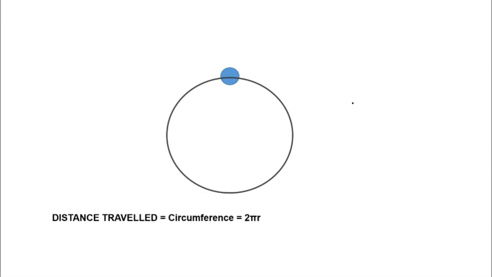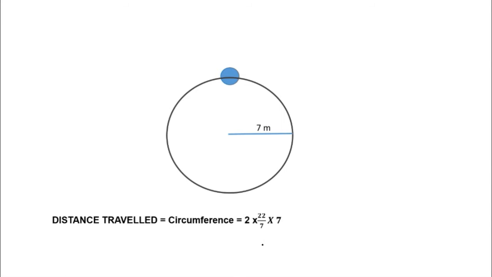And how will you find that circumference? Using a formula. 2 pi r is the formula for circumference, that is 2 into 22 by 7 into r, whatever the radius is. Let's take a radius here. Let's take an example where the radius is 7 meter, so that our calculation becomes simple. So we shall now find out the distance traveled. So 2 into 22 by 7 into 7 meters. Right, so 7 cancels, and it becomes 44 meters.